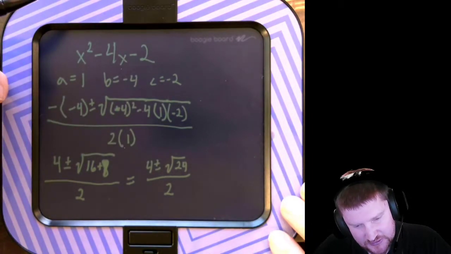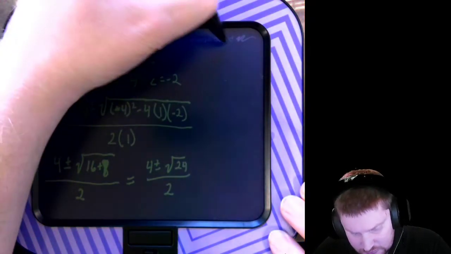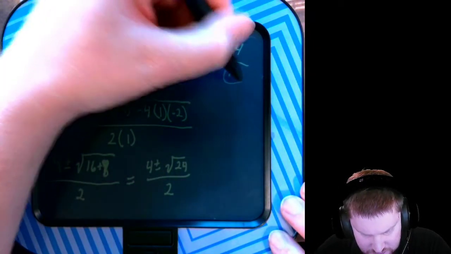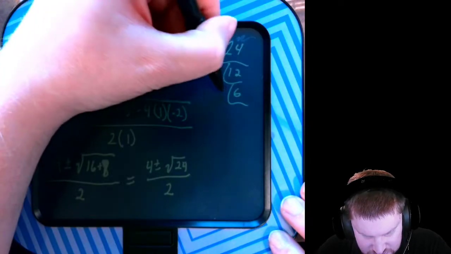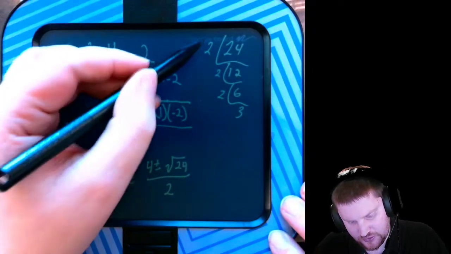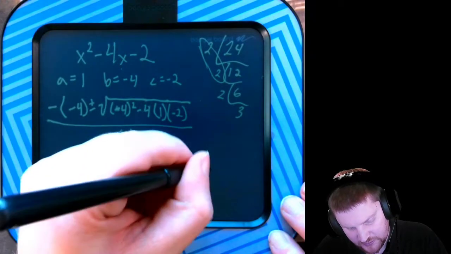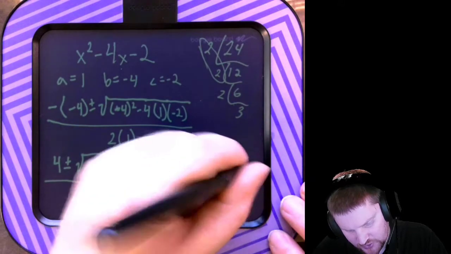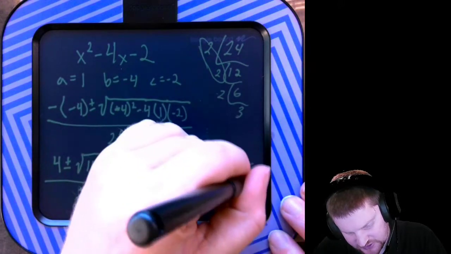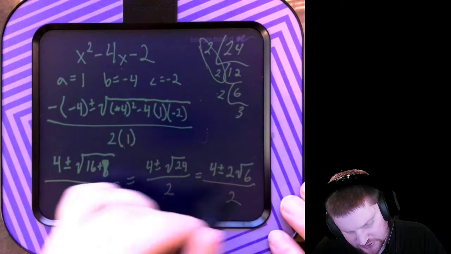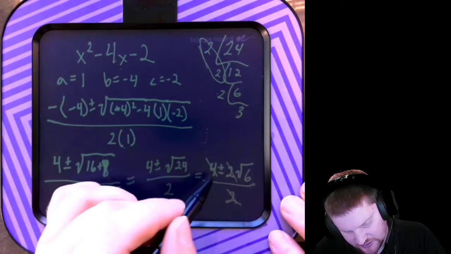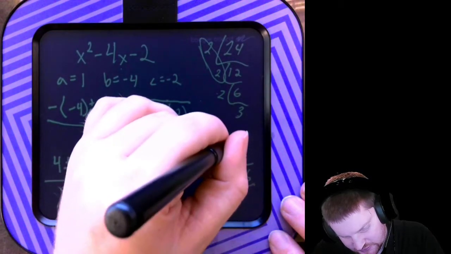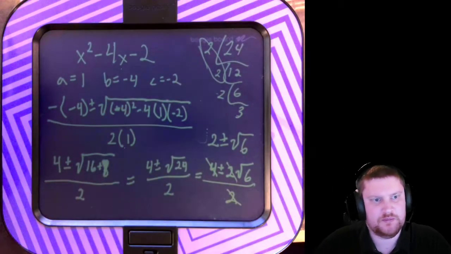Take the prime factorization of it, you get 2, which is 12, 2, which is 6, 2, which is 3. So there are 2 2's, so I can pull one of them out. And what's left? 2 times 3, which is 6. This is going to be over 2. So that, and that all cancel. So 4 divided by 2 is 2, plus or minus root 6.